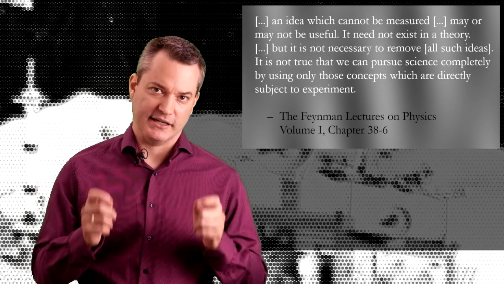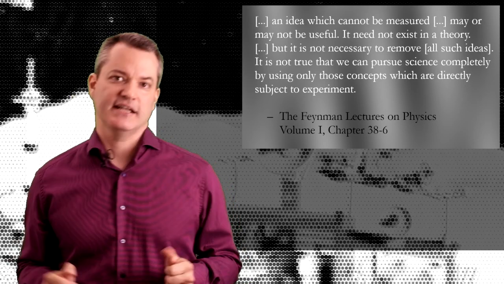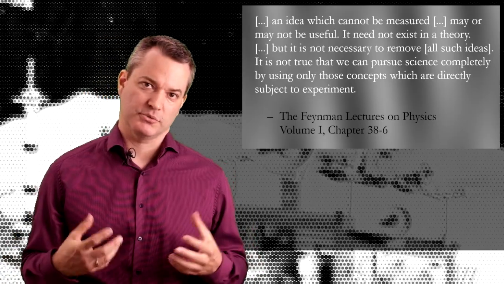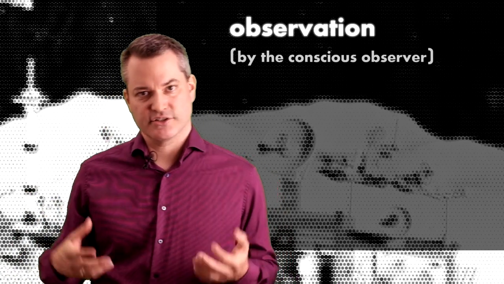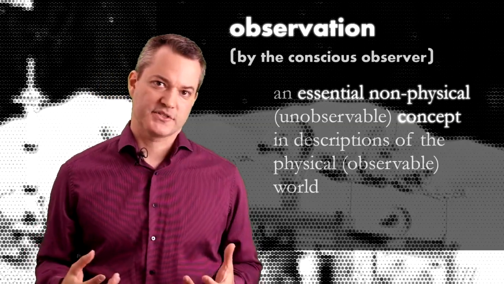Physical theories are allowed to contain unobservable, in our definition, non-physical elements, as long as they are used for making correct predictions about observable results. This is not new at all. All physical theories use numbers, for example, even though numbers themselves are unobservable, non-physical abstractions. The concept of conscious observation is another unobservable, in this sense, non-physical element that just turns out to be essential in descriptions of the physical world.